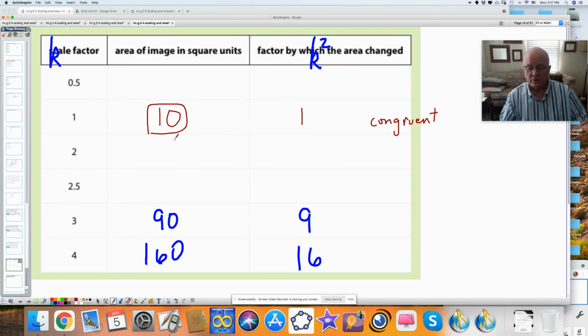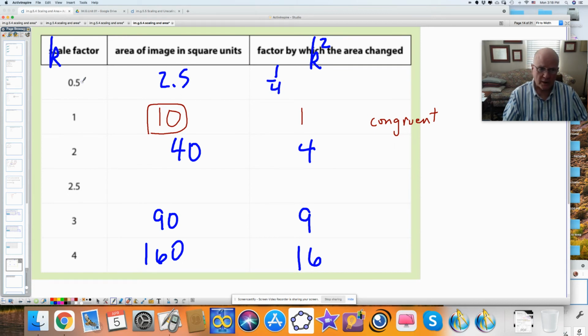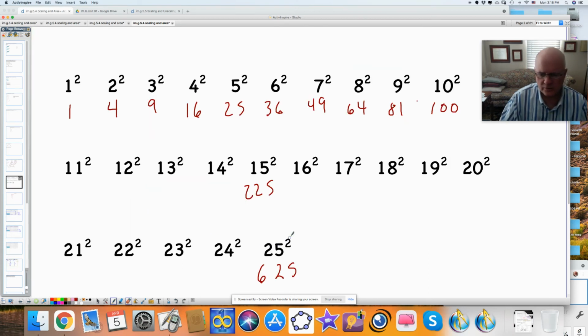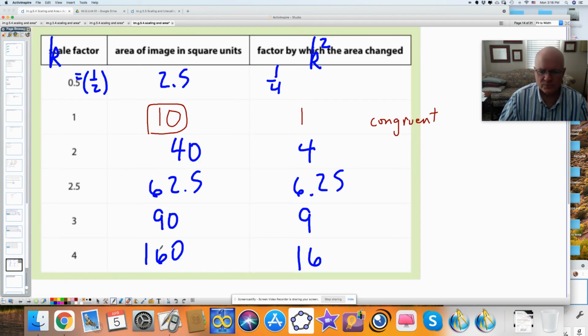And you could do these others as well. This would be 440, so this would be a scale factor of 4. This would be 2.5, and it's a scale factor of 1/4, which is 1/2 times 1/2. And 2.5 squared is 6.25. And this number is nice because it comes into play with this one here. I have 2.5 squared. I have 2 decimal places, 6.25. So every time it works.